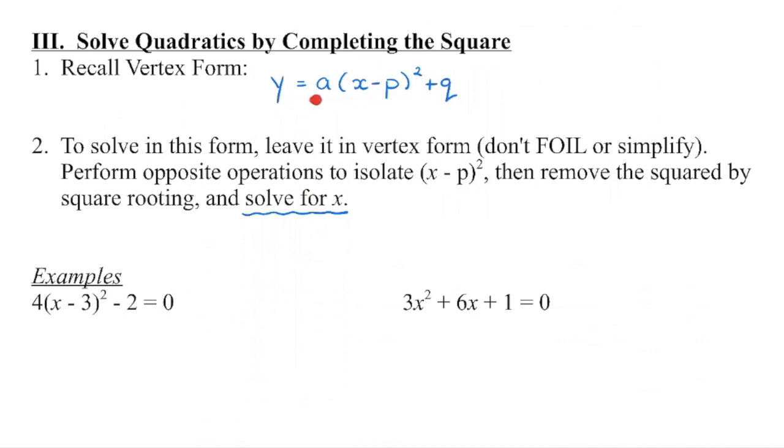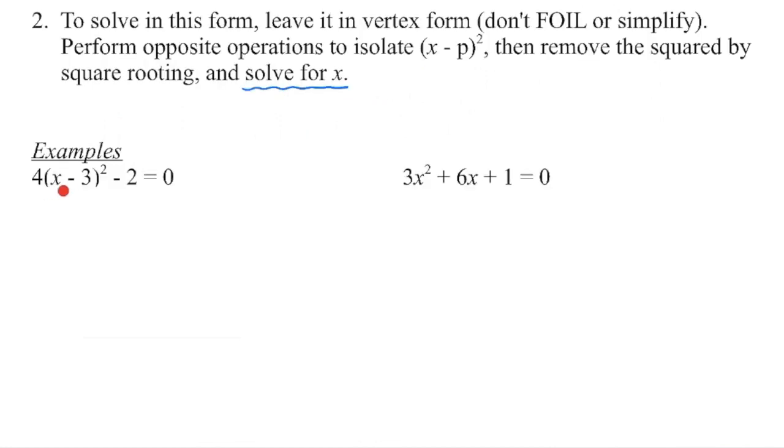We are not simplifying this, so don't start foiling. We're going to leave it in vertex form. We're going to rearrange. We're going to solve for x. All right, so our goal is to isolate x. We know we're going to do order of operations in reverse. So the first thing we're going to do is remove anything that we're adding or subtracting. So I'm going to bring this minus 2 to 0 by adding 2 to both sides.